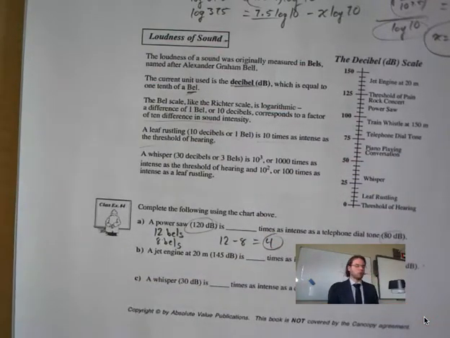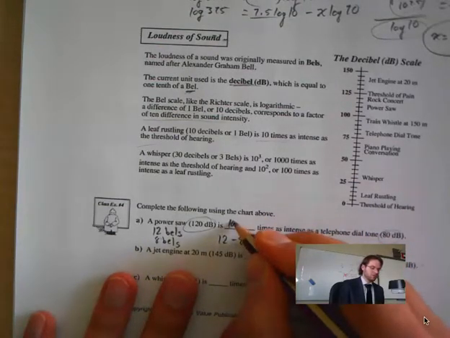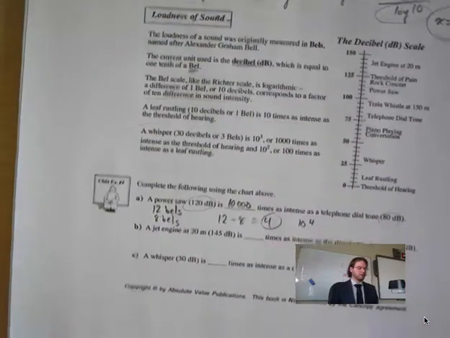12 minus 8 is equal to 4, so that is 10 to the power of 4, which is equal to 10,000. So let's take a look at the next one.